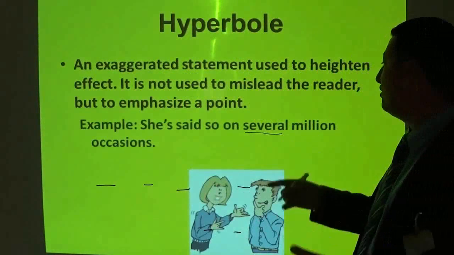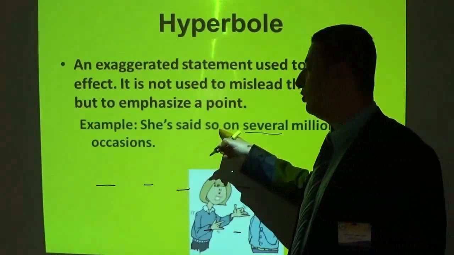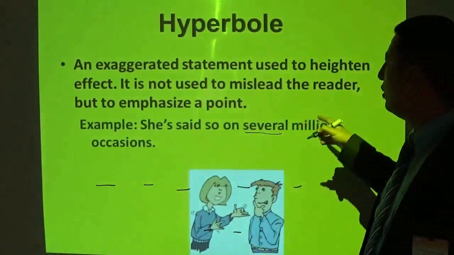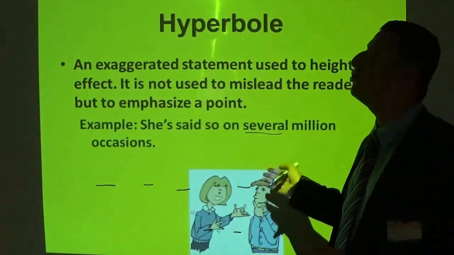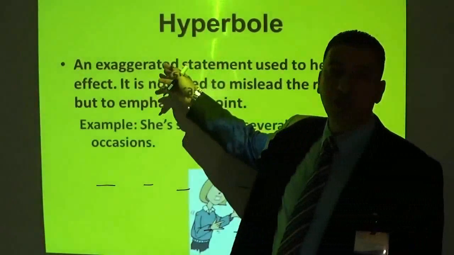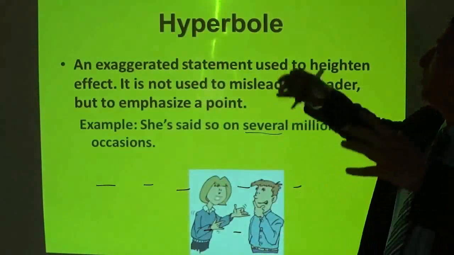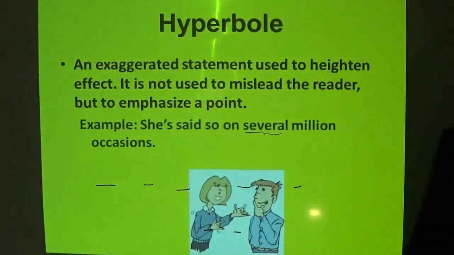Several means more than one time. Million, of course, we all know. She said so several million occasions. Of course, she is not going to say so on several million occasions. This is called exaggeration. Exaggeration means to go to the height. Okay, this is called exaggeration.